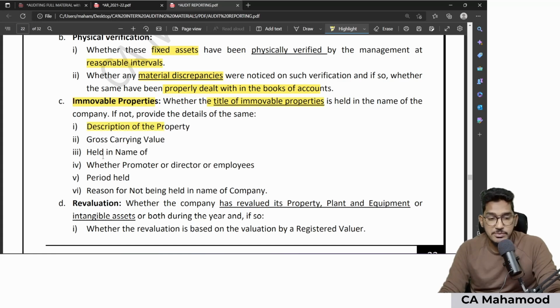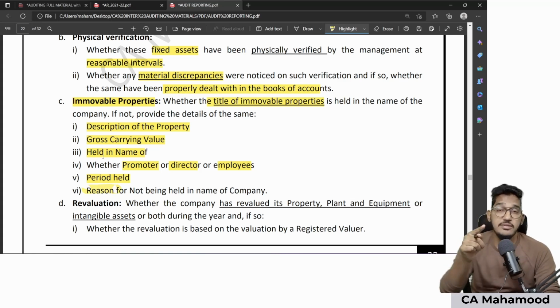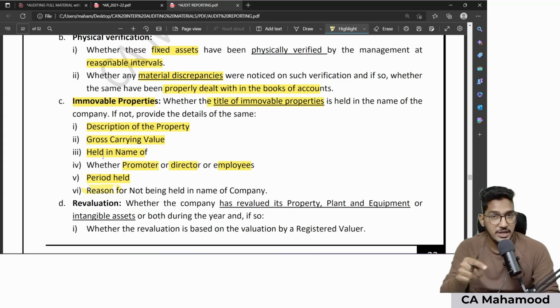What are they? Description of the property, describe about that property, what is the gross carrying value. If not in the company's name, then it is held in whose name, whether that person in whose name the property is held is a promoter, director or employee, for what period the company is holding the asset, and the reason why it was not yet transferred in the name of the company. These reasons are required to be reported in case the property is not in the name of the company. If it is there in the name of the company, no issue.